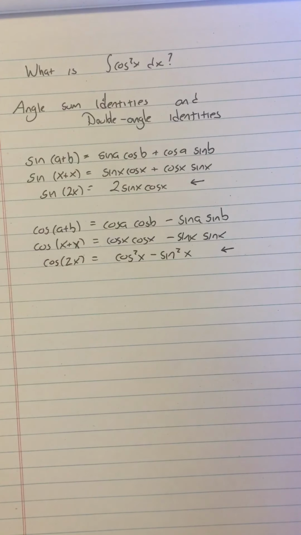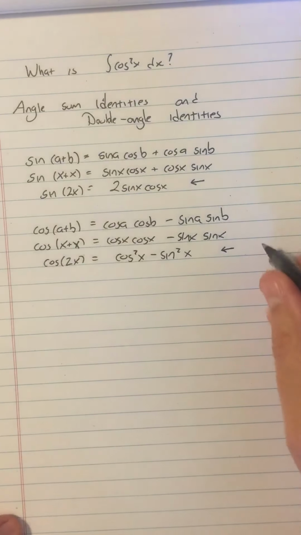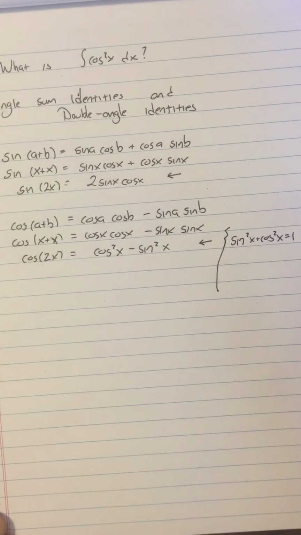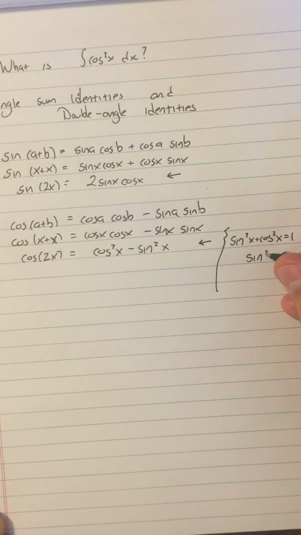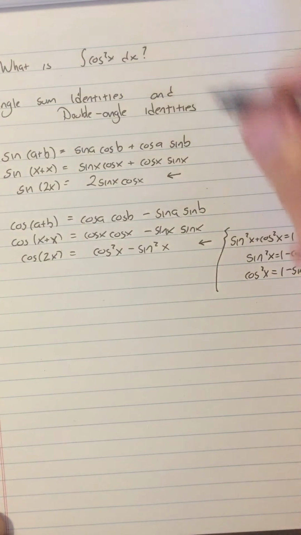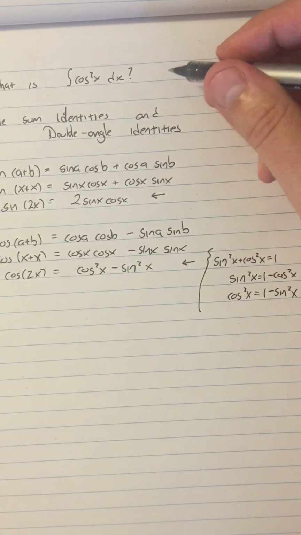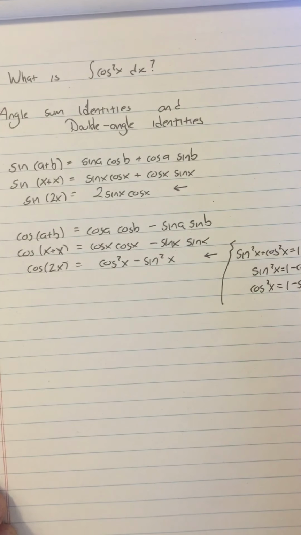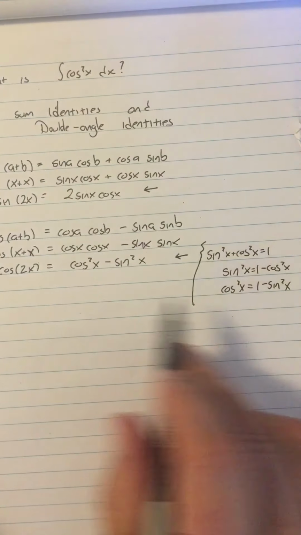But first, things that we want to keep in mind are some of our other favorite identities, like sine squared plus cosine squared equals 1, and therefore sine squared equals 1 minus cosine squared, and cosine squared equals 1 minus sine squared. So these are also all key to doing this type of integral. Not just this integral, but this type of integral. And there's a whole lot of different varieties you can have on this.